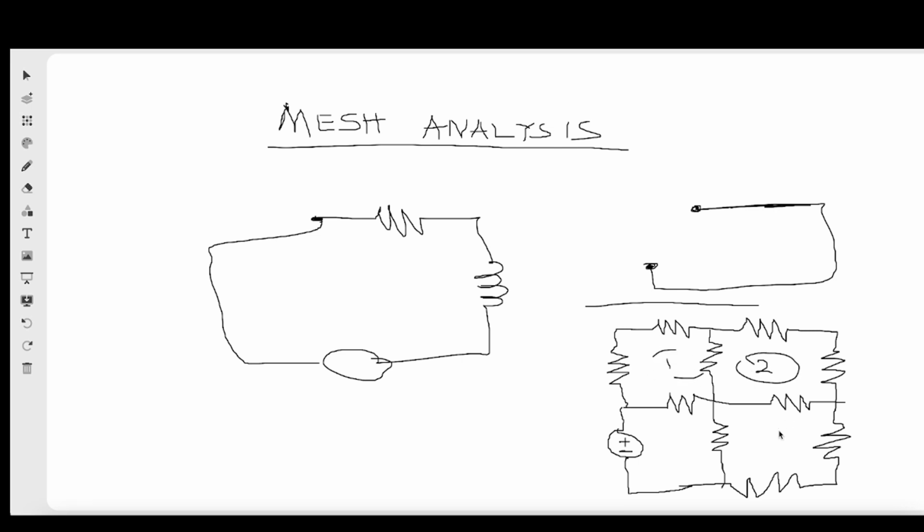This is another mesh. This is another mesh. This is another mesh, right? Because it does not contain any other loop in it, it can be called a loop, but a loop is a general name. Whether it has another loop in it or not, it is called a loop. But a mesh is a loop that doesn't have any loop inside it.